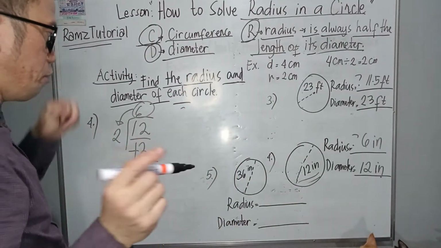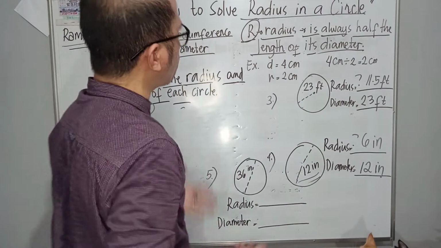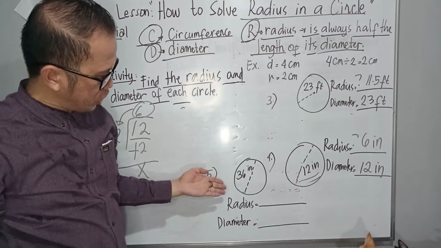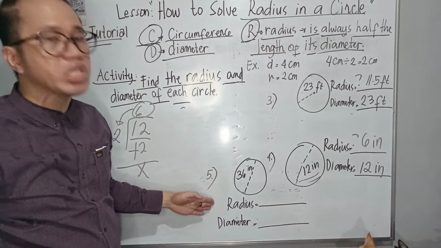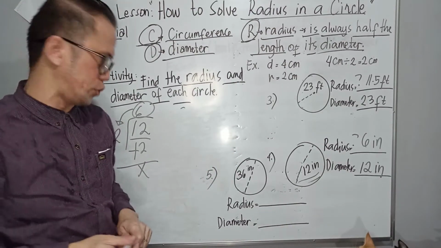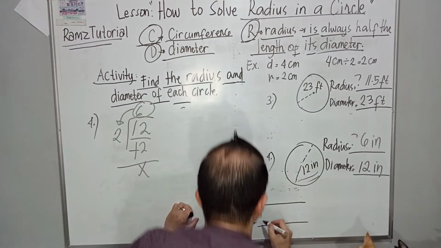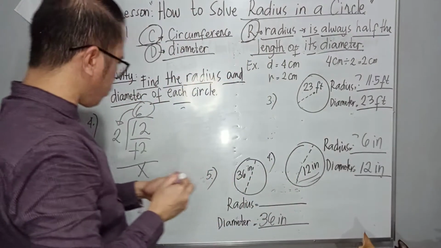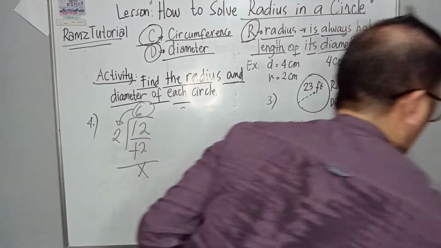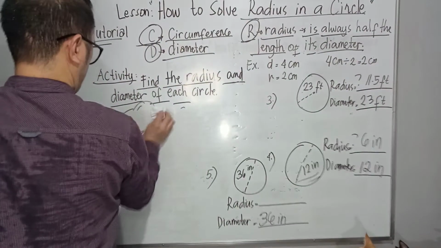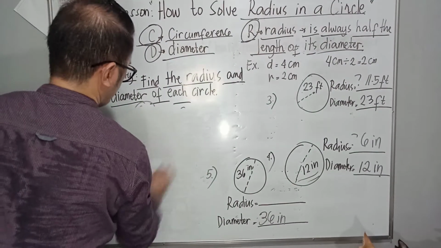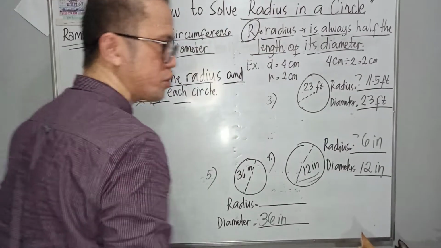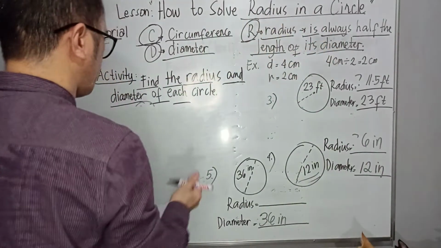Next, we have number 5. To solve the radius in a circle for number 5, we have 36 inches, the given diameter, and we're going to find out the radius of the circle. Here we go. We need to write that. Then I'm going to show you how to divide it for our number 5 problem. Hope you can follow, my dear students and my dear viewers, to Ram's Tutorial Educational Channel.